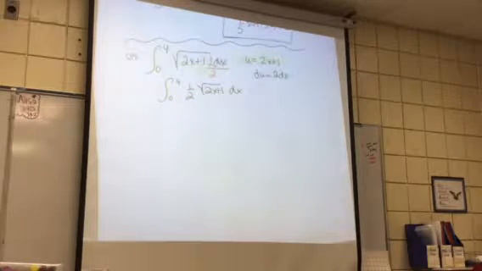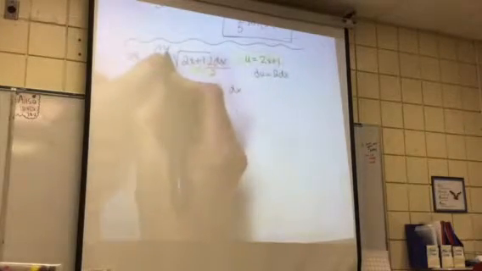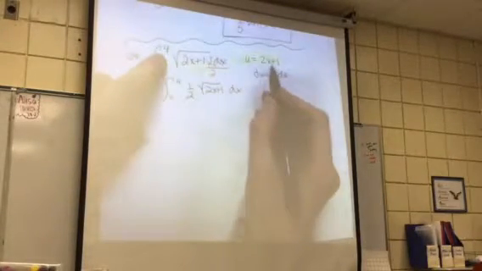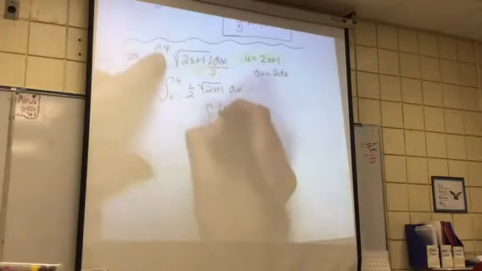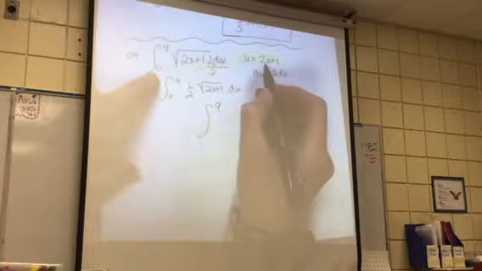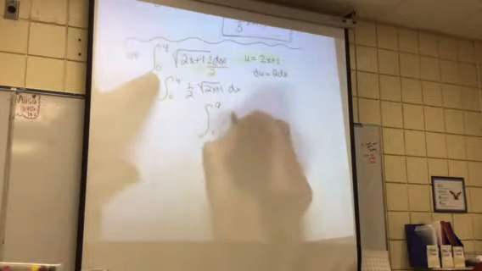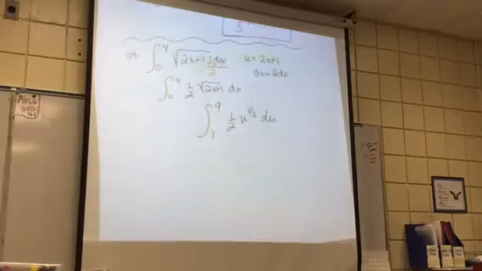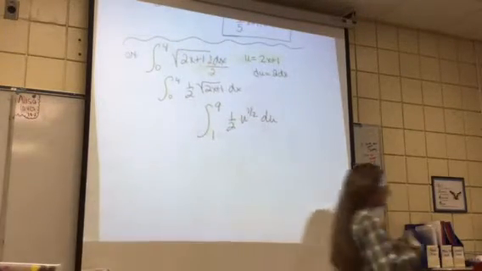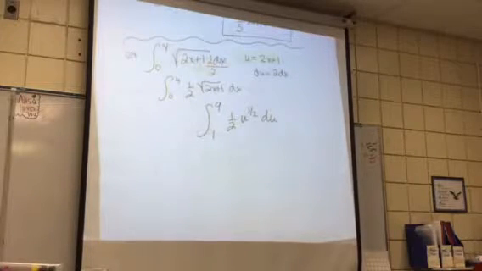Now, I want to change these limits over to u's. This would give us 2 times 4 is 8, plus 1 would be 9. This would give us 2 times 0 is 0, plus 1 would be 1. And now, you've changed your integration limits over to u's, so you don't have to change it back over to x's. All right? Okay. That makes sense.